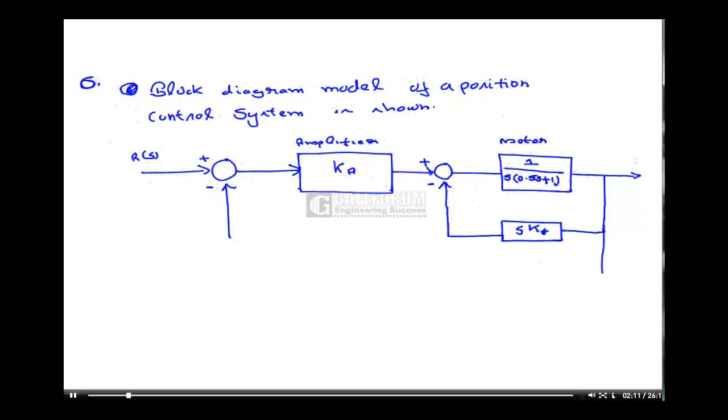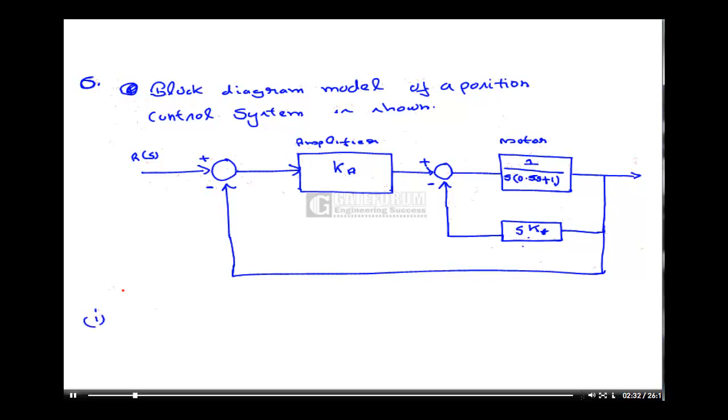And one is coming from here to here. A motor and an amplifier. Feedback within the motor is S Kt, and overall there is unity feedback in the system. This particular feedback is a derivative feedback.